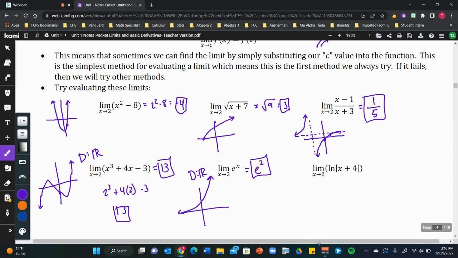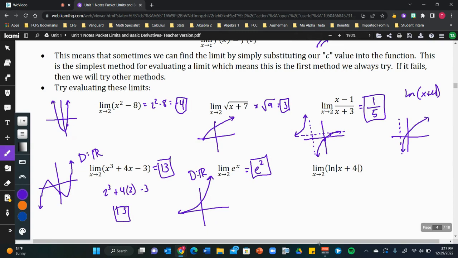All right, now for this next guy, natural log of absolute value of x plus 4. You guys have seen natural log functions before. So if this was just the natural log of parentheses x plus 4, that's the natural log of x function shifted to the left 4. So it would look like this guy.